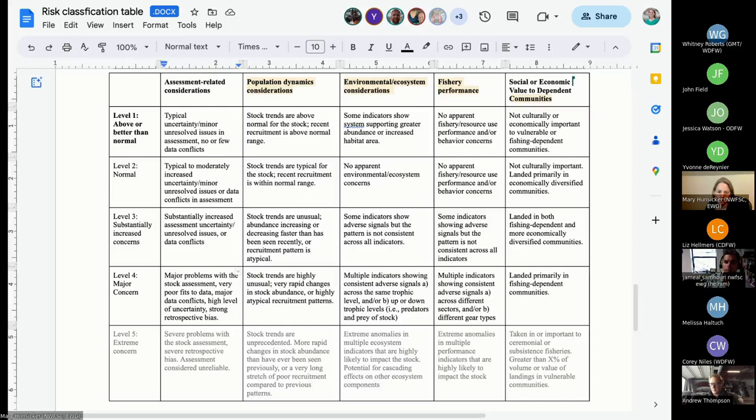Okay. So I don't see any hands. I did want to check and see Kelly Johnson. Are you comfortable with my responses to your question? What is meant by attached to the assessment?